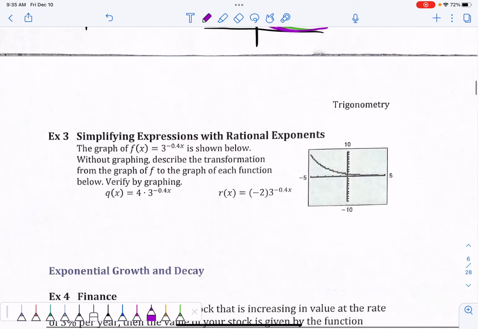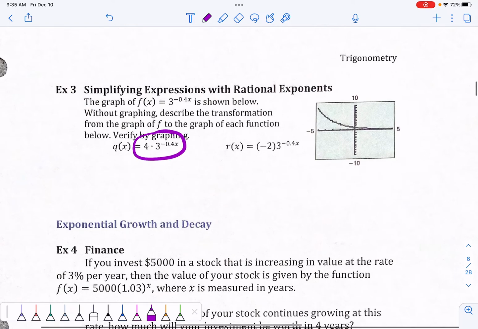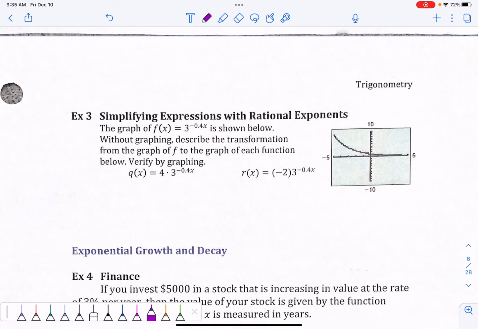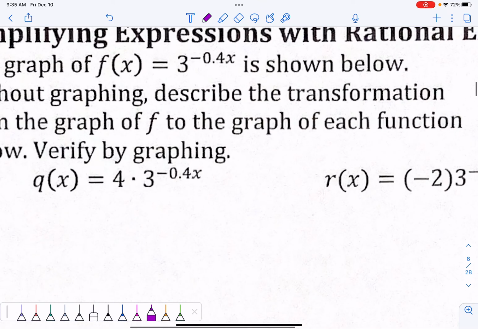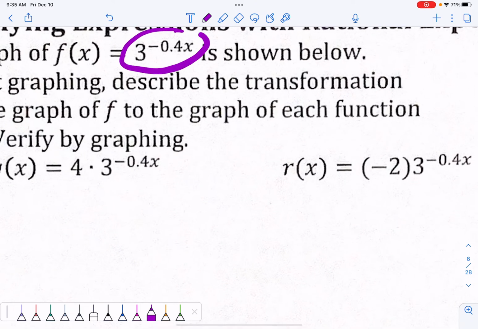Okay, let's go to the next one. We've got a couple more things, and now they are going to put a lot of numbers in here. So we've got to identify a bunch of different things that are happening. Our original function is, I guess we don't have too much going on. Our original function is 3 to the exponent of negative 0.4x. So this is our parent, which is kind of different because usually they'll only go like 3 to the x power or something. So 3 to the negative 0.4x is our parent function, which is really this guy here.